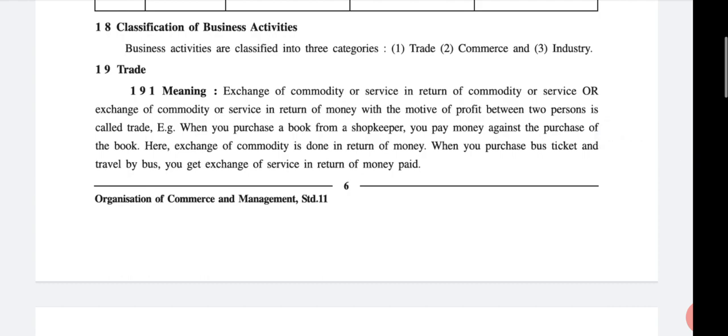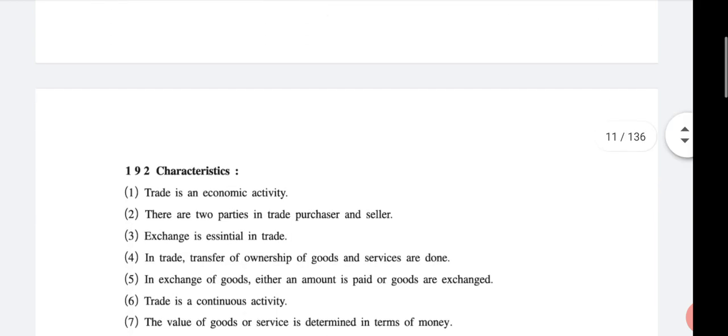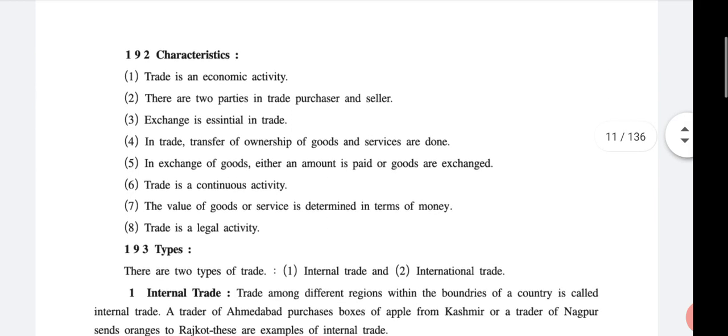Three categories: trade, commerce, and industry. Out of these three, trade and commerce we have already done, and in today's lecture we will start from industry. But before that, I will explain trade and commerce in common parlance. So, what is trade? Exchange of commodity or service in return for commodity or service. That is trade. Characteristics: it is an economic activity.